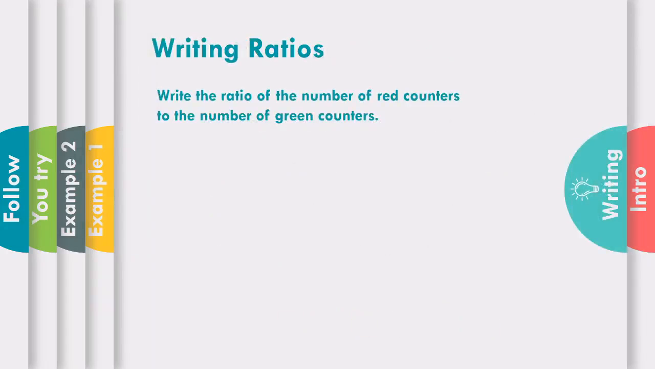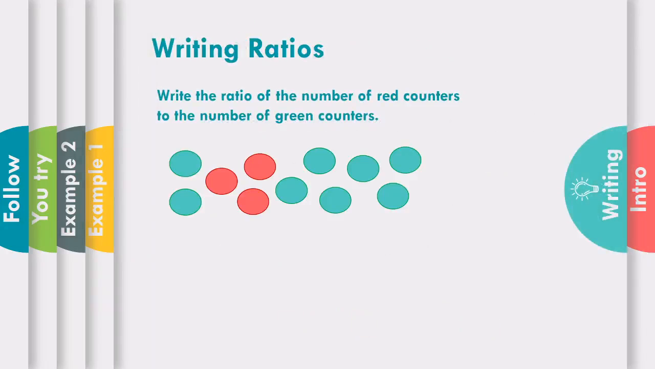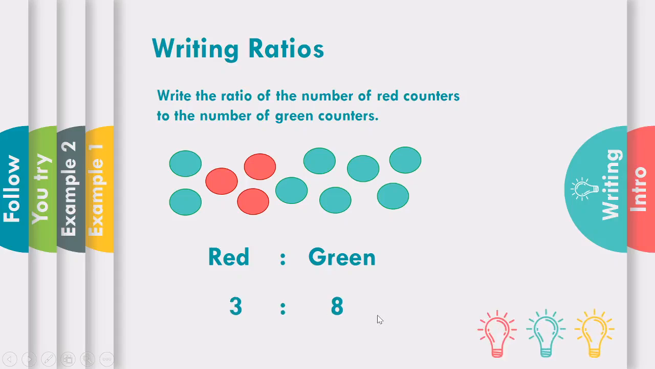So guys, if we write ratios, if you look at an example, we've got some red counters and green counters, and if we're asked to write the ratio of the number of red counters to the number of green counters, well, I'm looking at red to green. I can see I've got 1, 2, 3 red counters and 1, 2, 3, 4, 5, 6, 7, 8 green counters. So what I can say is my ratio of red counters to green counters is 3 to 8.